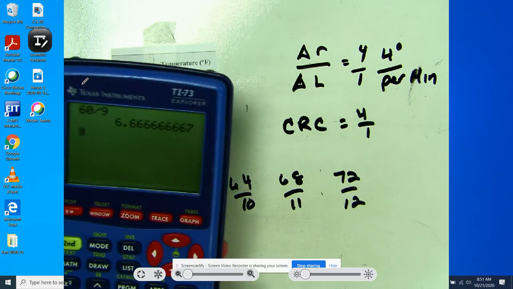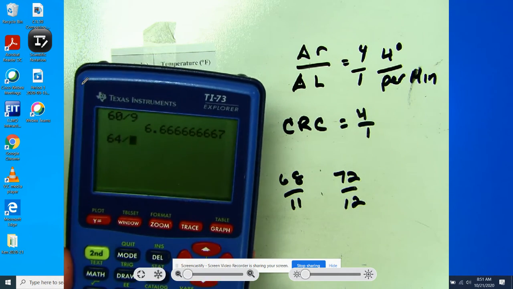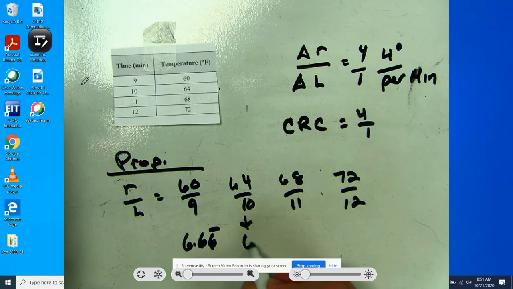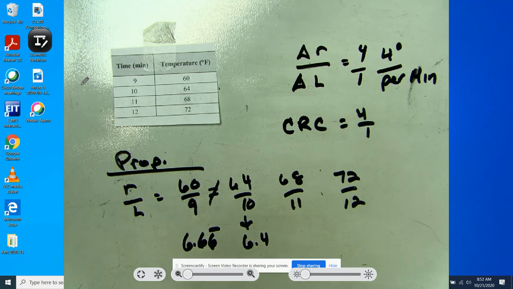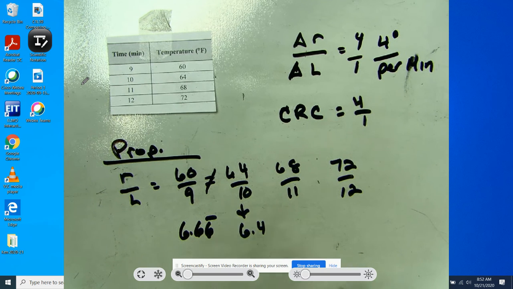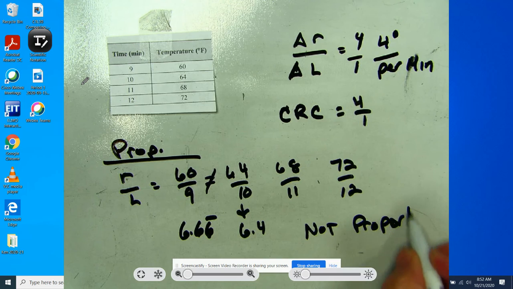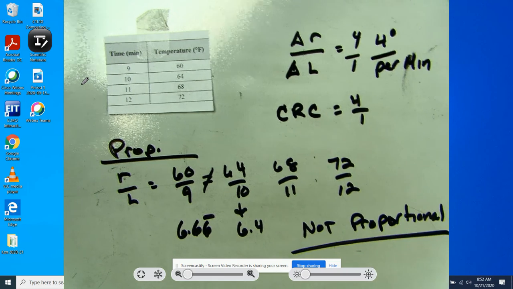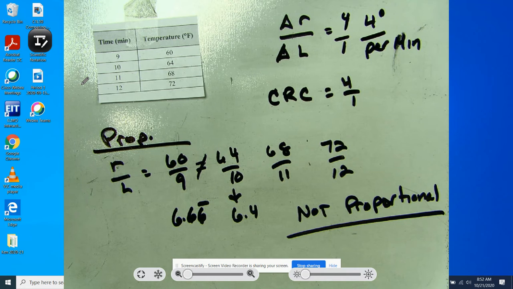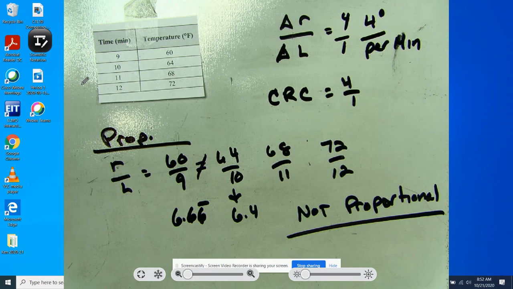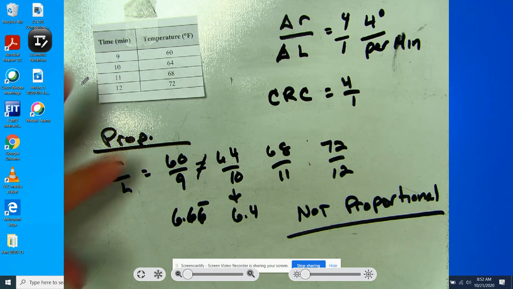Then we're going to go 64 divided by 10, which we don't really need a calculator for. This one is 6.4. These are not the same. Since these two are not the same, we don't need to do any more. So these are not proportional. Is there a constant of proportionality? No, because they're not proportional. But they do have a constant rate of change. There is a constant change over time. It's just not proportional. Okay?